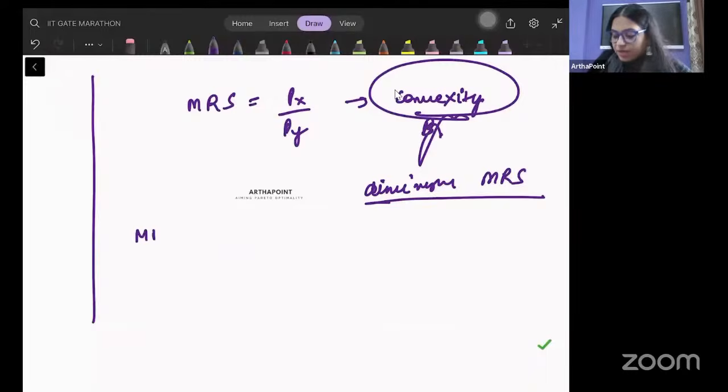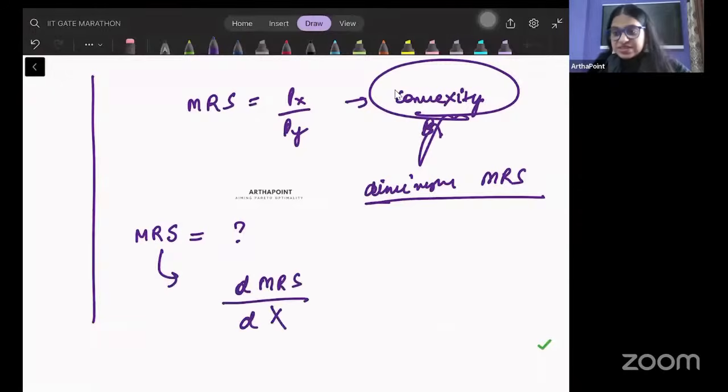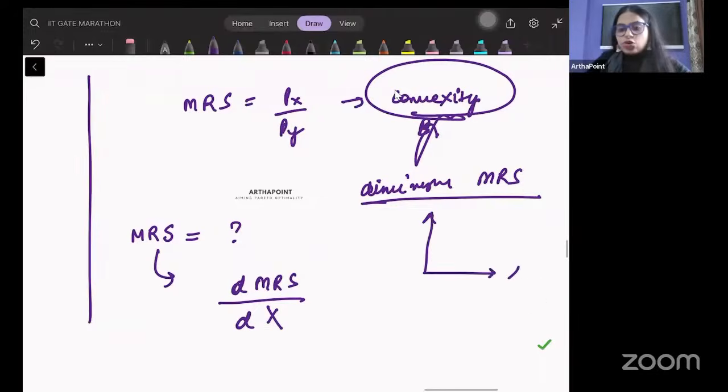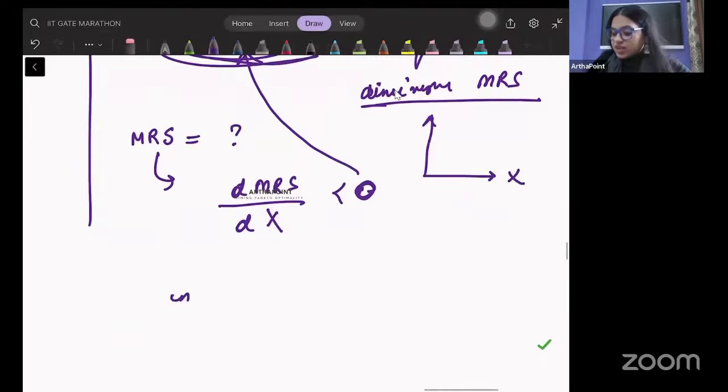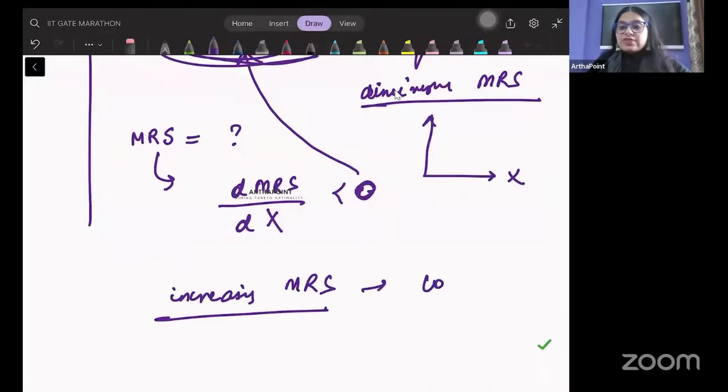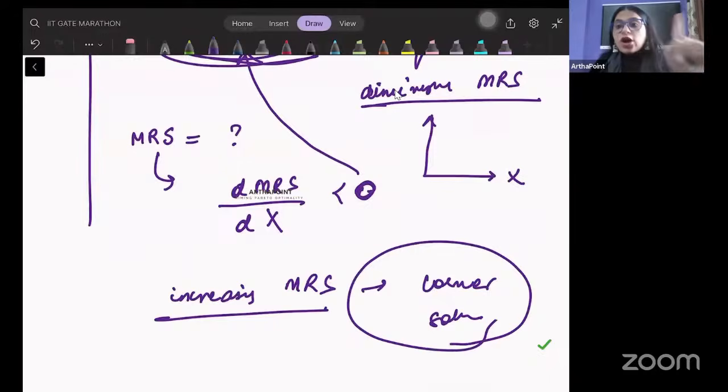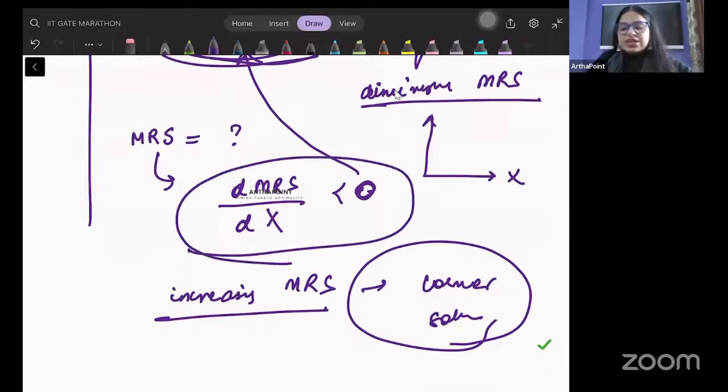So first we have to find the MRS. And once you have found the MRS, you will differentiate the MRS with respect to good X, because I am taking good X on the X-axis. And if this is less than 0, only then you will apply this rule. If it is increasing MRS, that means you should have a corner solution. In this case you will not have an interior solution.